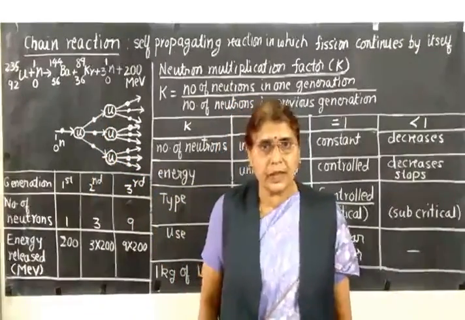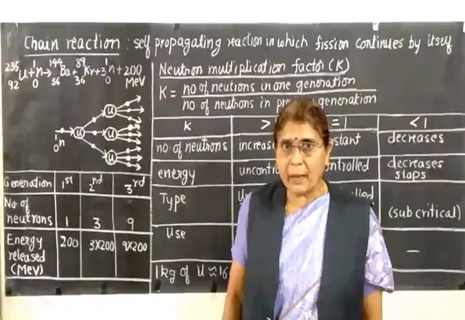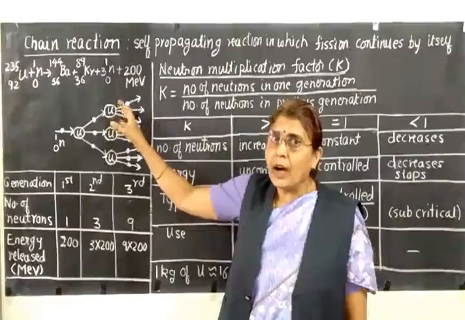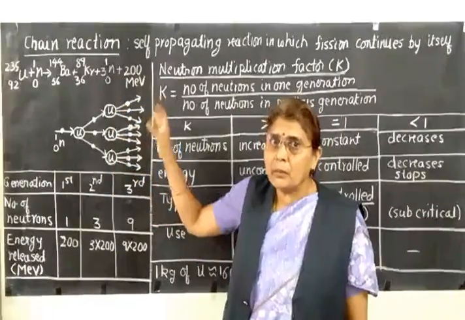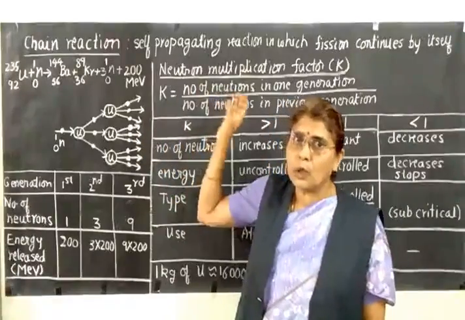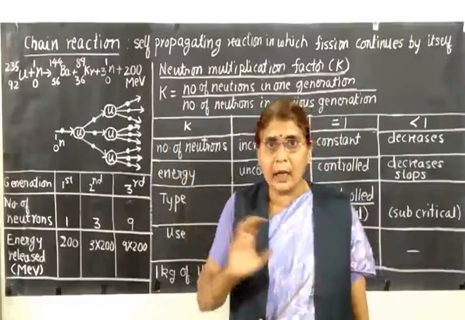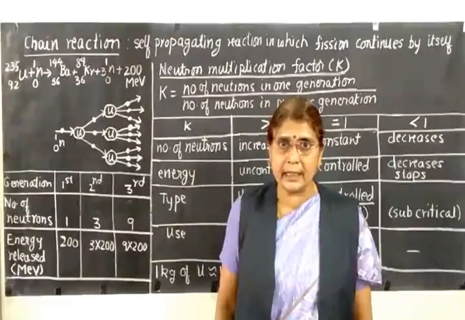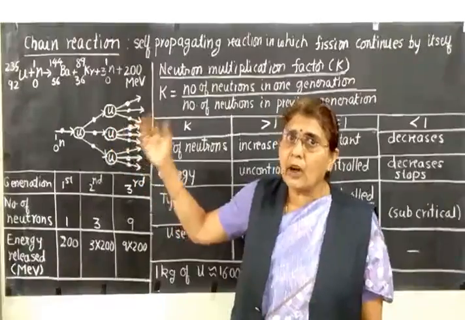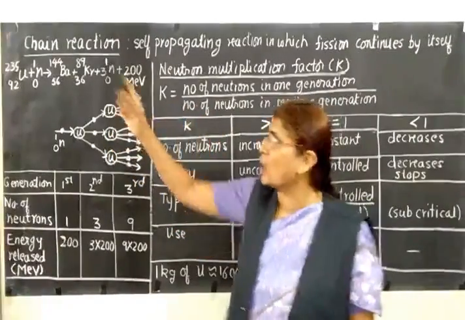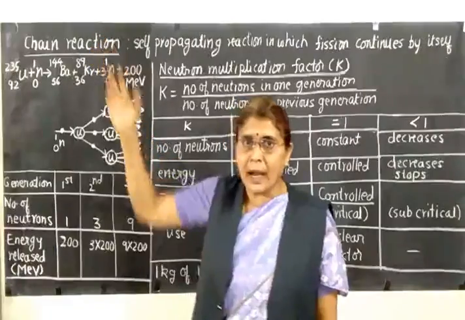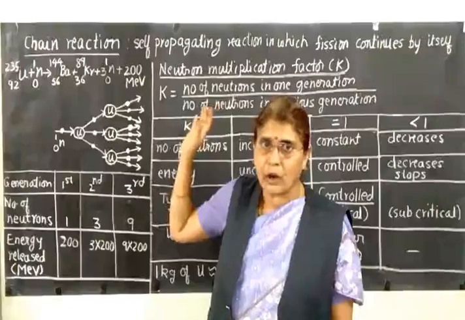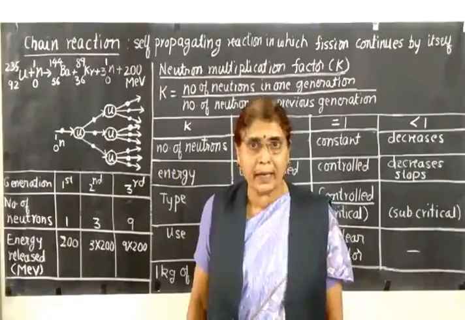What these 3 neutrons will do? There are a number of uranium atoms. These neutrons will cause the fission of other uranium atoms, producing more neutrons, and this process goes on continuing. How long? Until all the uranium atoms undergo fission, that is, they are disintegrated. So this is a chain of a number of fission reactions. So it is called as a chain reaction. And it continues by itself. Once you start the fission reaction, on its own further fission occurs. So it is called as a self-propagating reaction.